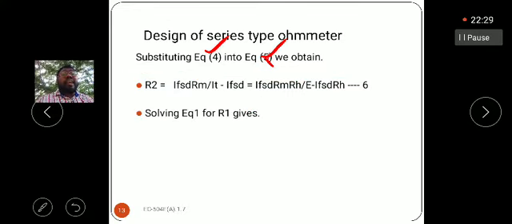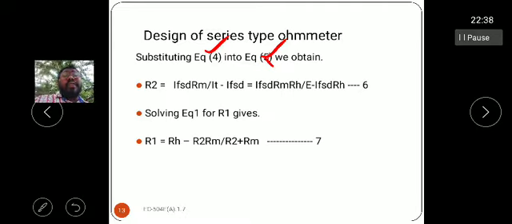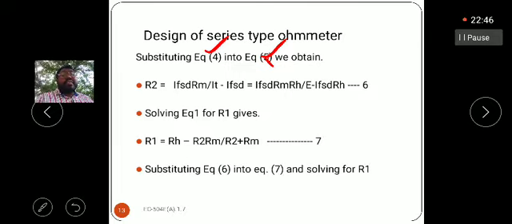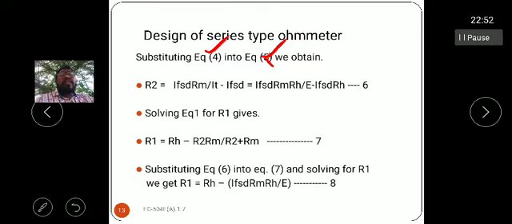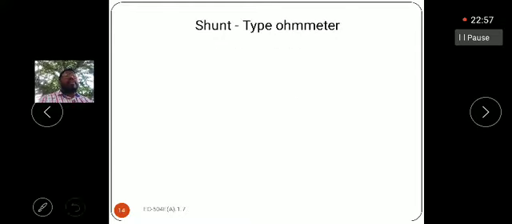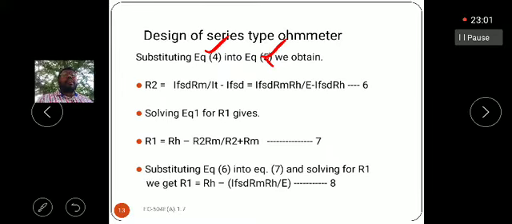Then solving equation 1 for R1, with the help of these relations we separate R1. The R1 value is equal to RH minus R2 into RM by R2 plus RM. Then substituting equation 6 into equation 7, we get the R1 value, R1 is equal to RH minus I full scale deflection RM RH by E. With the help of these two we find the resistance values R1 and R2, and then we measure the unknown resistance connected to this circuit.